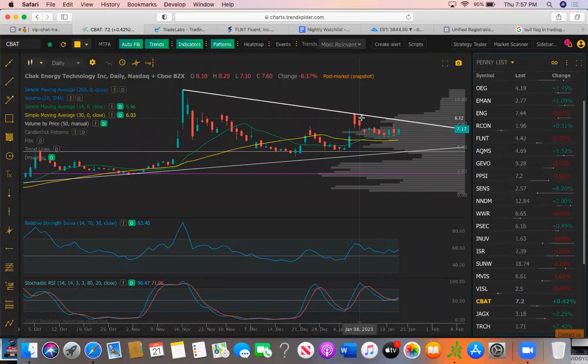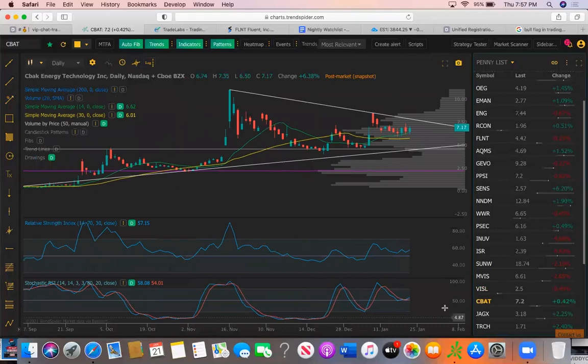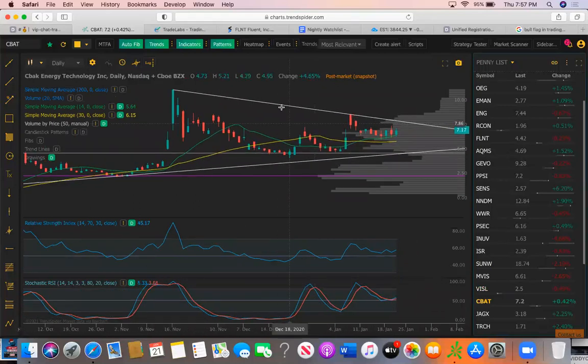So CBAT, this is basically a long wedge forming here. And you can see it's respected the resistance lines up here, respected the supports, and possibly I could put this line a little bit higher. See what I could do here. Let me just kind of play with it.